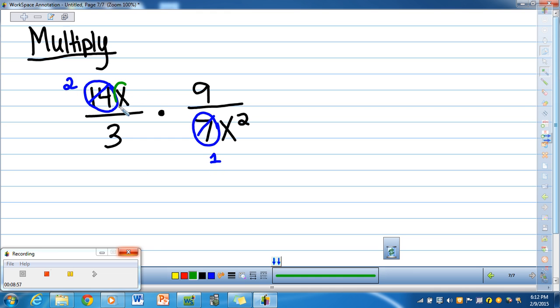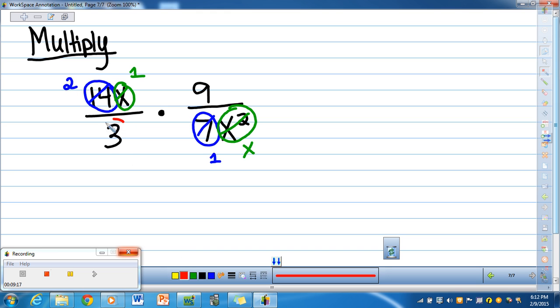Now let's look at the x's. We have one x on the top. We have two x's on the bottom. If we divide the top and the bottom by a single x, x divided by x is 1. x squared divided by x leaves us with a single x.